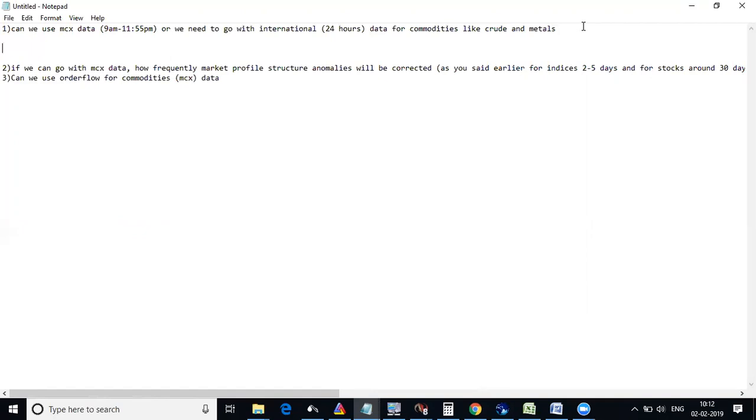So can we use order flow for commodities MCX data? Of course, you can use it. Sir, does Global Data provide 24-hour international market data? Global Data feeds currently provide only NSE, MCX, and currency data. If you want international data, you have to go with eSignal.